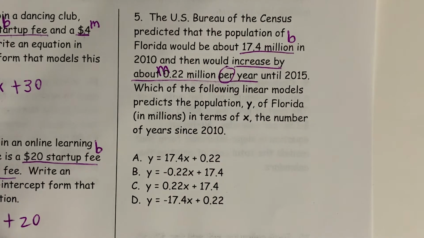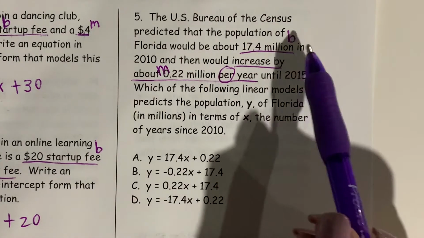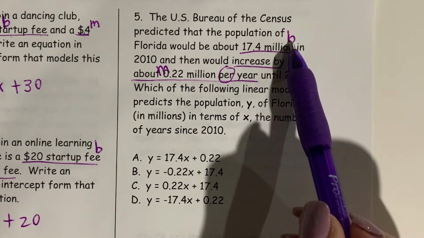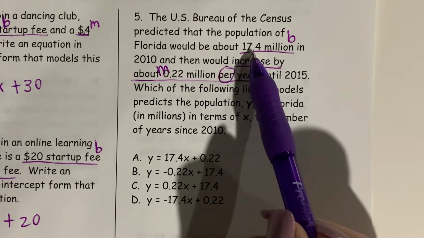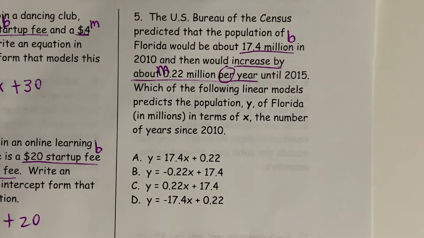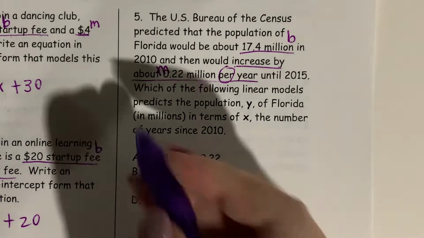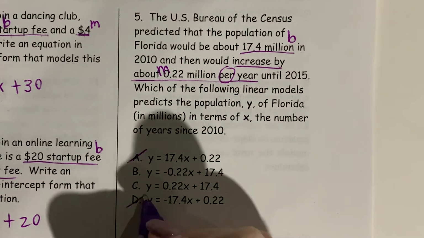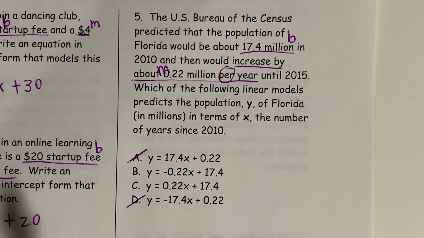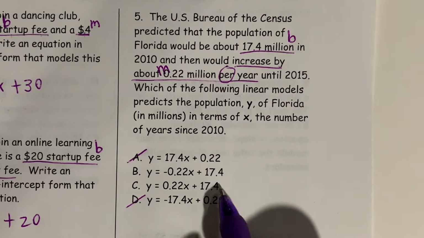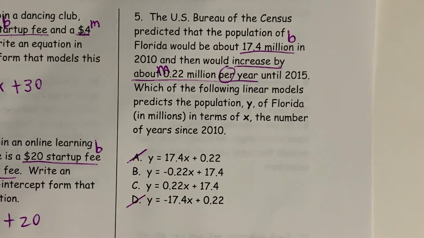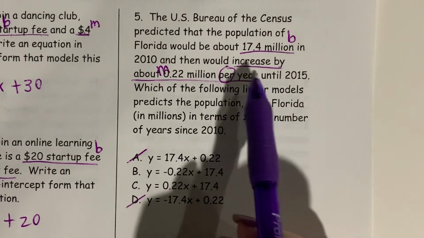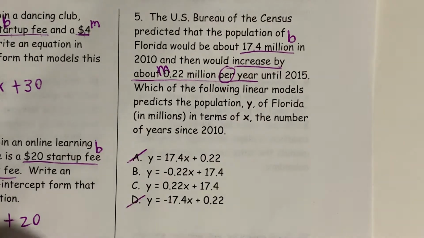So we can take a look at these equations. We know that our B, or the number at the end, our plus B, is going to have to be plus 17.4 at the end. So that means I can eliminate A and D because I need to see plus 17.4. That's my starting value, right? That's where the population is starting at. And then it's increasing by 0.22.